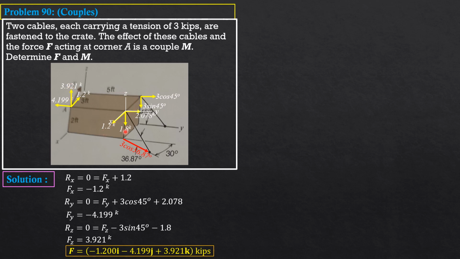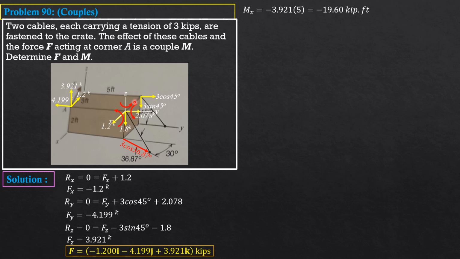And since this is the positive sense of moment, the moment of 3.921 is negative 3.921 times 5. So that's the positive sense of moment about X, positive sense of moment about Y, and positive moment about Z by right-hand rule. So Mx is due to 3.921, but it is negative 3.921 times 5. So negative 19.60 kip-feet.